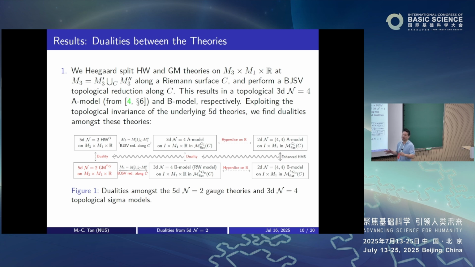Okay, so these dualities are all in the Q cohomology. So the Q cohomology is a vector space, right? These dualities of these theories are all restricted to the Q cohomology of the theories, and that's a vector space. So we have a duality of the Q cohomology and therefore a duality of the vector spaces associated with these theories.